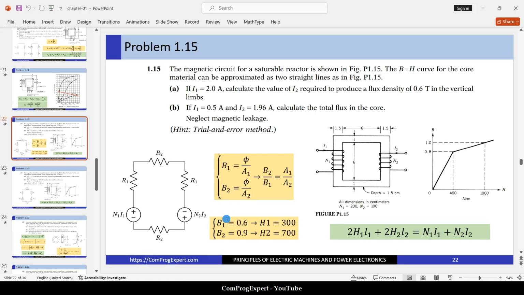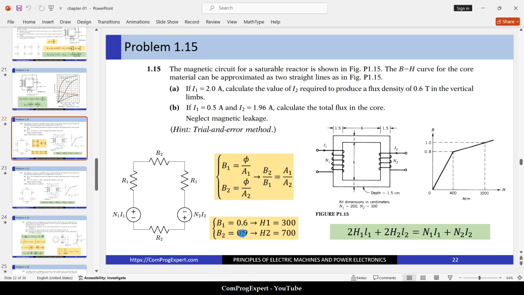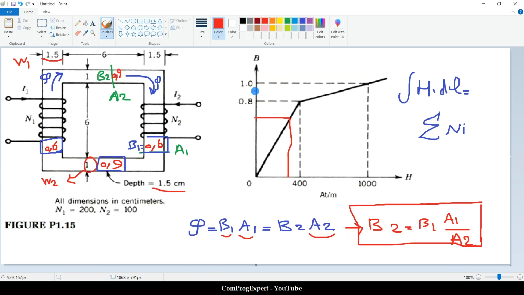So here, when the value of B1 is 0.6, the value of H1 is 300. And when the value of B2 is 0.9, H2 is 700. So when this is 0.9, this is 700. Just write the equation of these two lines and you can find this number.